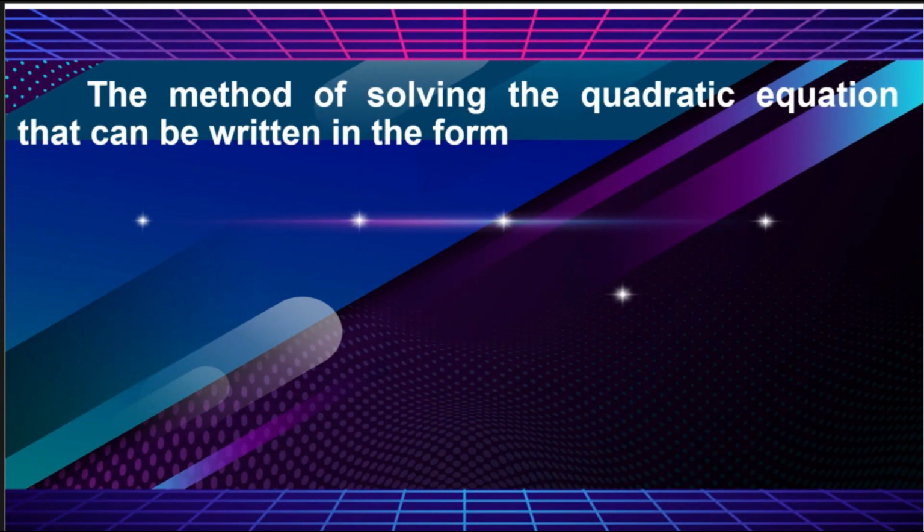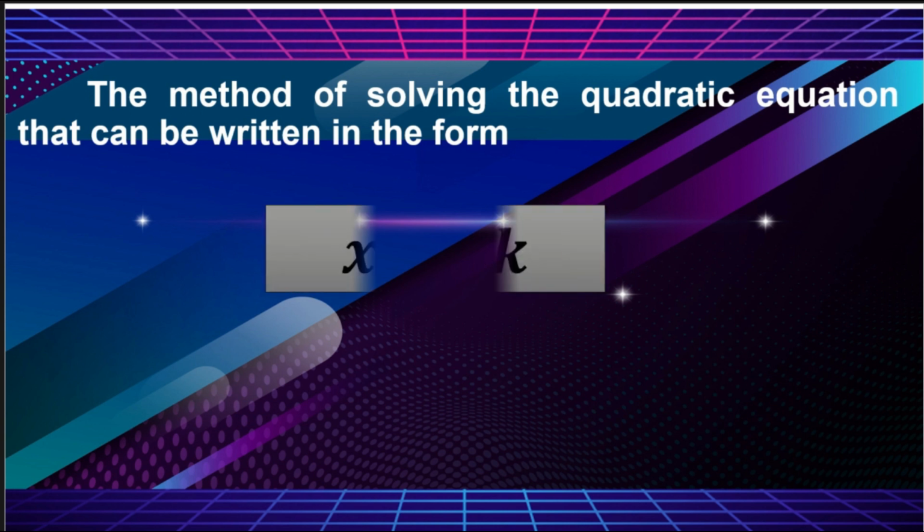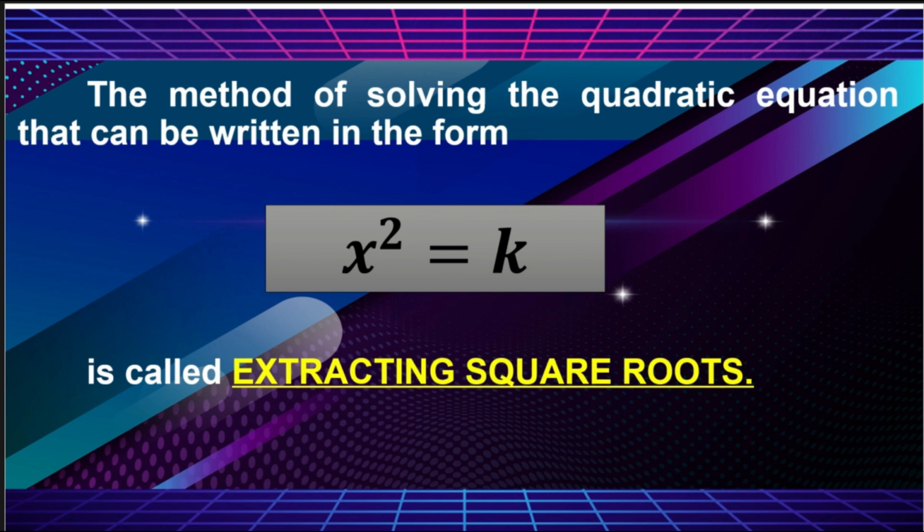Now, we are done with a short review, so let's proceed to our main topic. The method of solving the quadratic equation that can be written in the form x squared is equal to k is called extracting square roots. From the given equation, this x squared equals k. Have you noticed something?